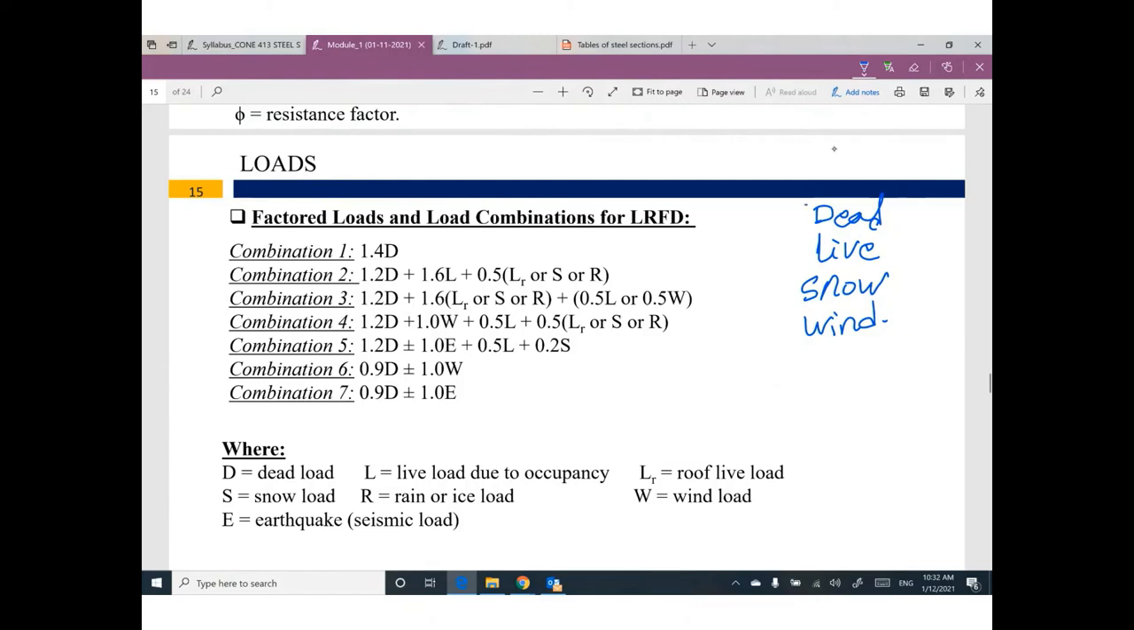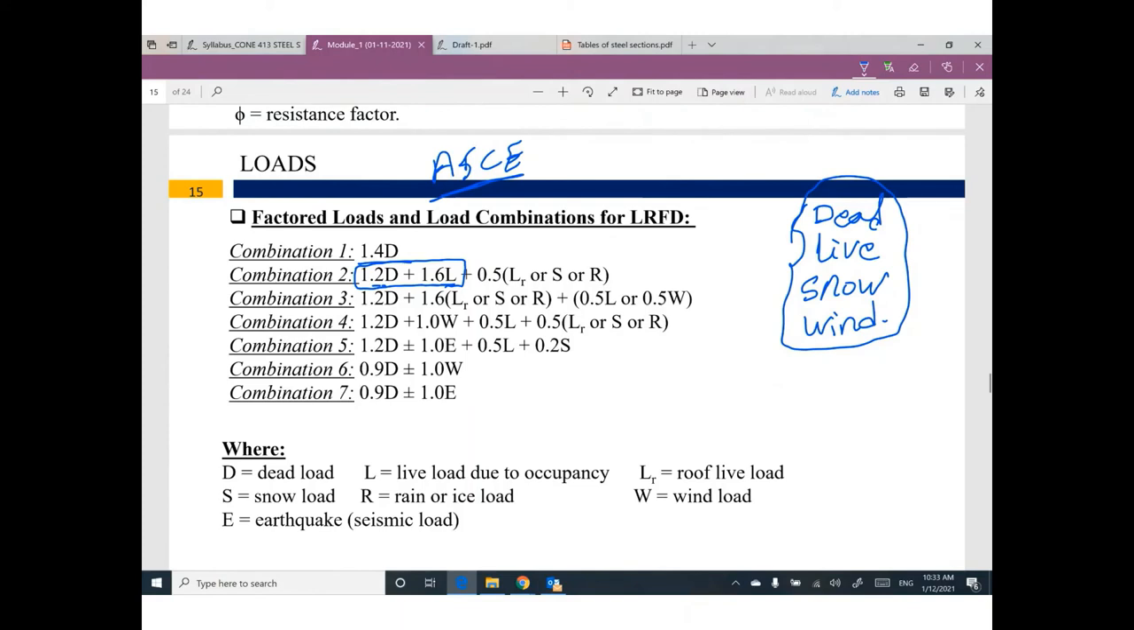Actually, in this course, we will cover these four types of load: dead load, live load, snow load, and wind load. How can I do combination between all of them according to ASCE? We have different combinations, and I will use the maximum value for these combinations. The first one, 1.4 dead load, if you consider the dead load alone. If you consider live load, then 1.2 D plus 1.6 L, which is a more common combination.